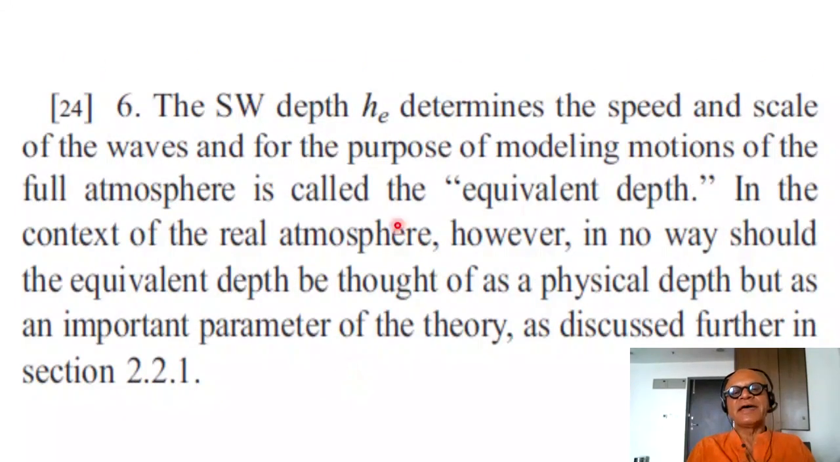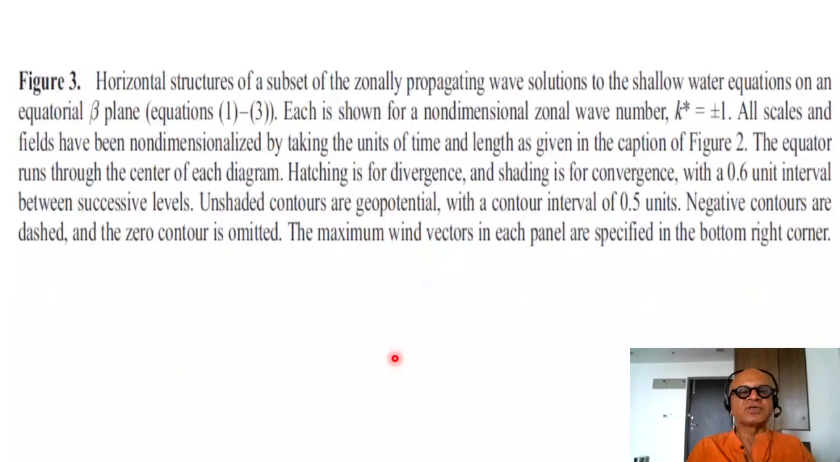The shallow water depth HE determines the speed and scale of the waves, and for the purpose of modeling motions of the full atmosphere is called the equivalent depth. In the context of the real atmosphere, however, in no way should the equivalent depth be thought of as a physical depth, but as an important parameter of the theory. We will see this later on. So when you have a fully stratified system and you derive waves out of this, you have to project them onto these equivalent depths, which is basically a parameter to match, let's say, observations to the theoretical calculations.